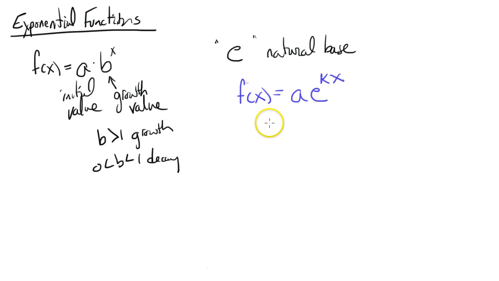Most of the time we don't switch between them. But a lot of times in biology, especially, or economics and things like that, it's going to be given to us as an e function already. So we have to be able to work with the e's.